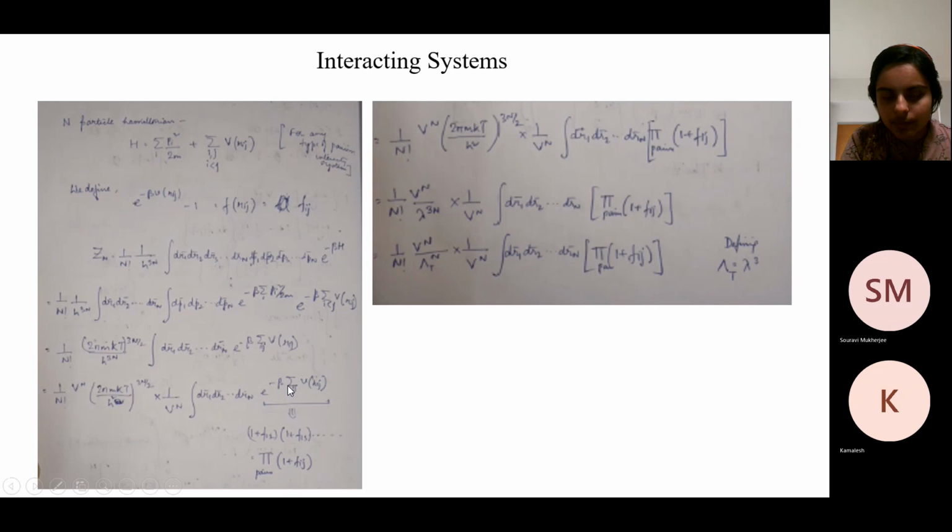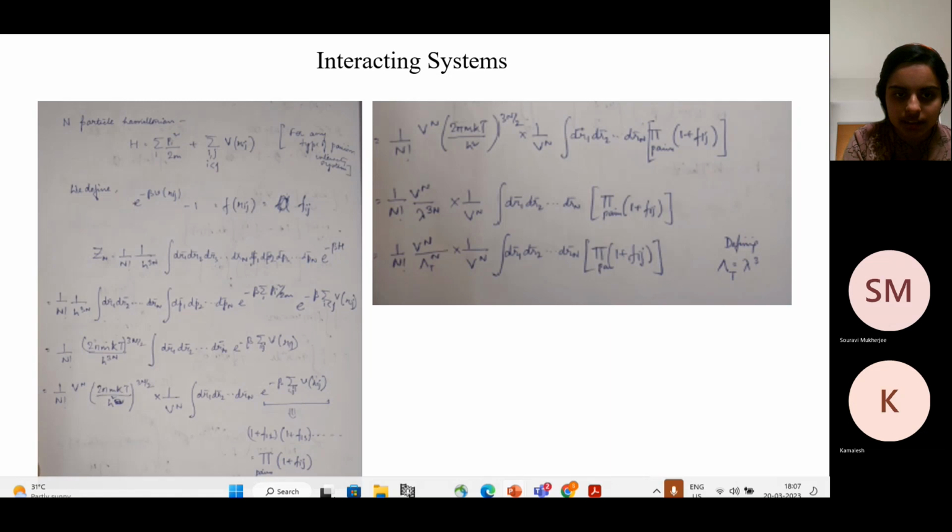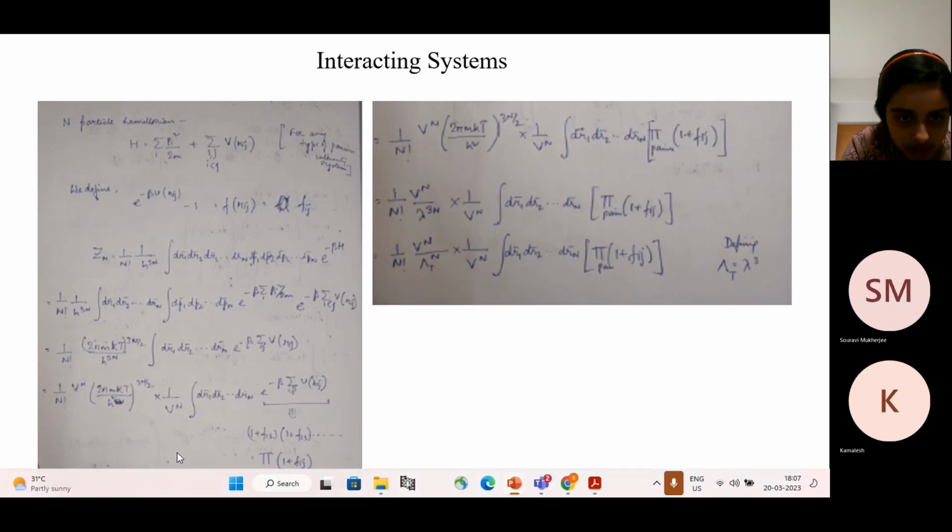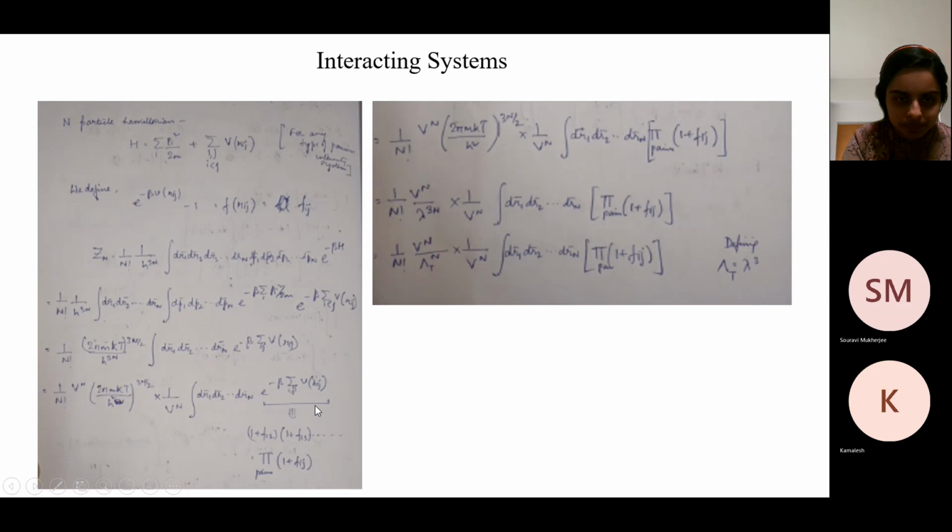So here we have e to the power minus beta summation over ij, i less than j, so that we don't double count the pairs, and then v of rij is the pairwise potential that the particle sees. Okay, and then we write it in terms of the product of pairs of 1 plus Fij. So this comes from this definition. So we replace this e to the power minus beta v by 1 plus Fij, and that can range over all values of i and j, all the pairs. So it's the product of the pairs.